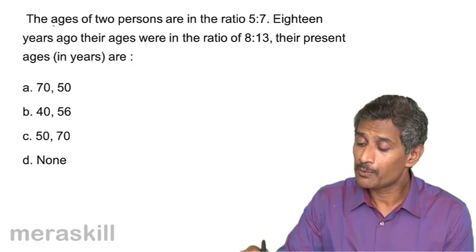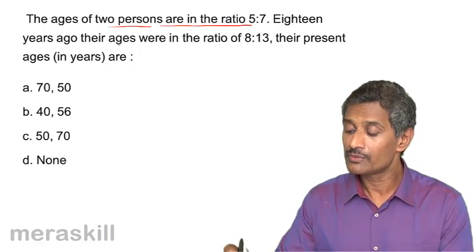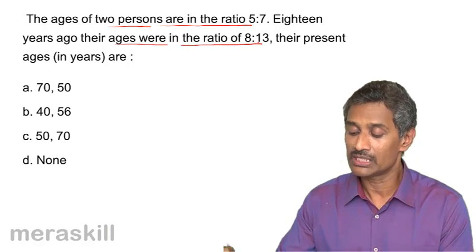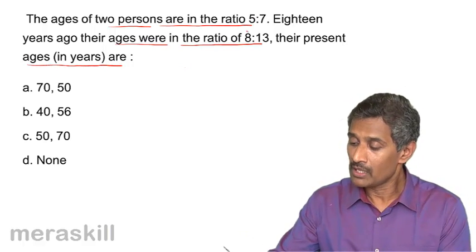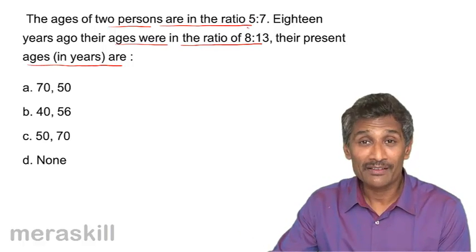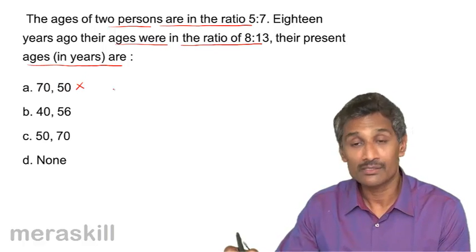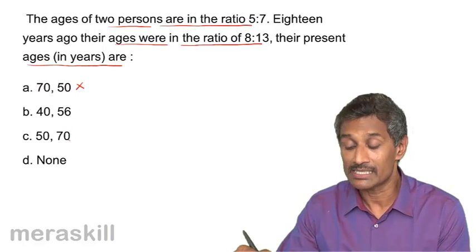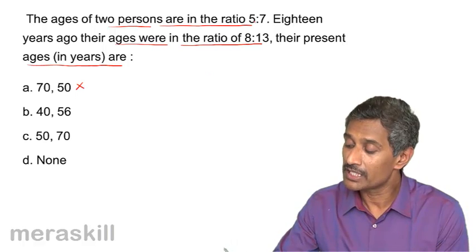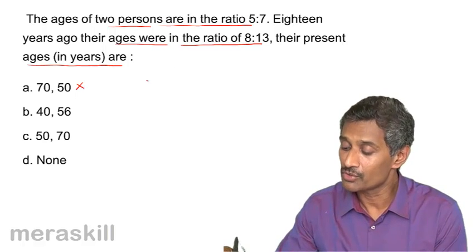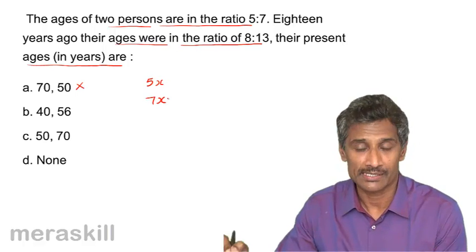So let's take this example. The ages of two persons are in the ratio 5:7. 18 years ago, their ages were in the ratio 8:13, and their present ages in years are so and so. Now, if the ages of the two persons are in the ratio 5:7, obviously this option will not work because this is in the ratio 7:5. So we need to see between B, C and D. So let's see how. The ages of two persons are in the ratio 5:7, so that means you need to take their ages as 5x and 7x years.